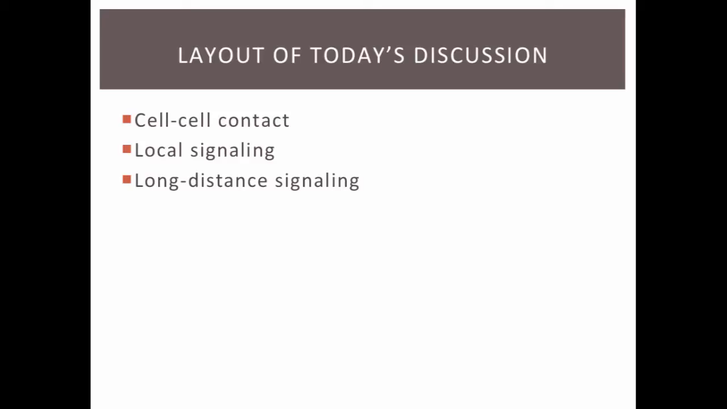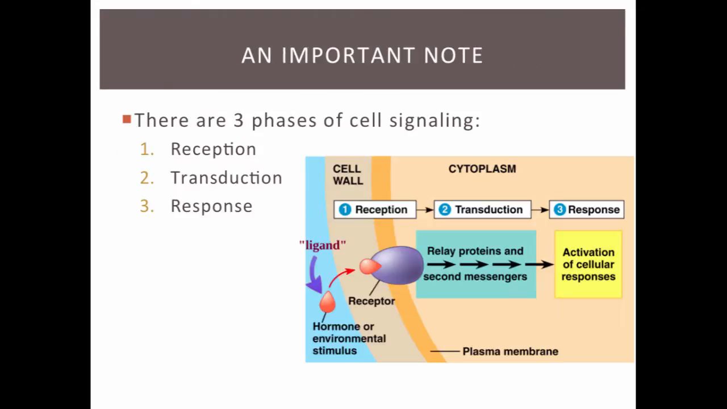First, we'll learn how cells can communicate directly by cell-to-cell contact. Then we'll learn how cells can communicate over short distances through a process known as local signaling. We'll end by learning about a few examples of long-distance cell communication.